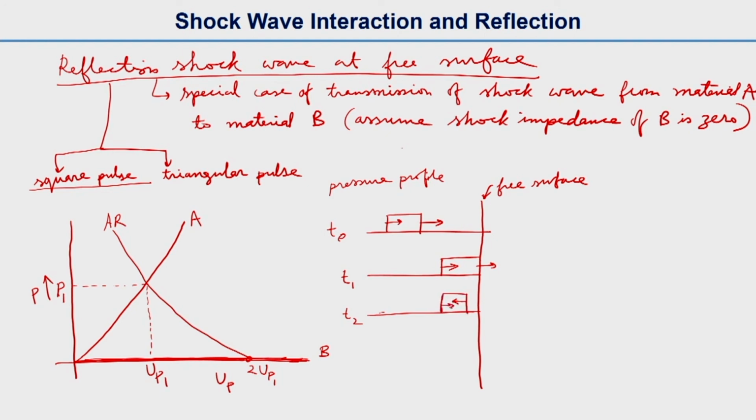So here the wave will reflect back, that is also a release wave from the free surface, and the release wave of the primary wave is from left to right, and these will come towards each other. At time t equal to t3, it will generate a tensile wave because of the interaction of both the release waves. So this is tension, and this tension can lead to spalling if the amplitude is sufficiently high.